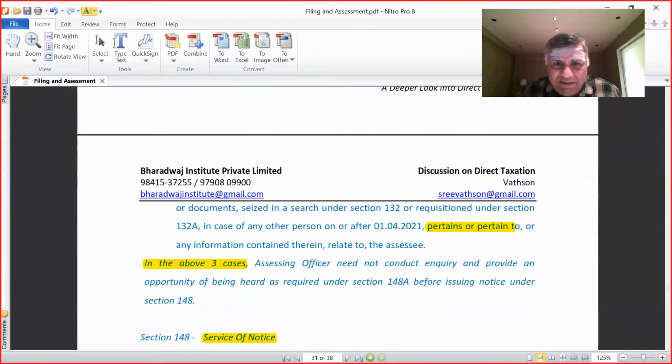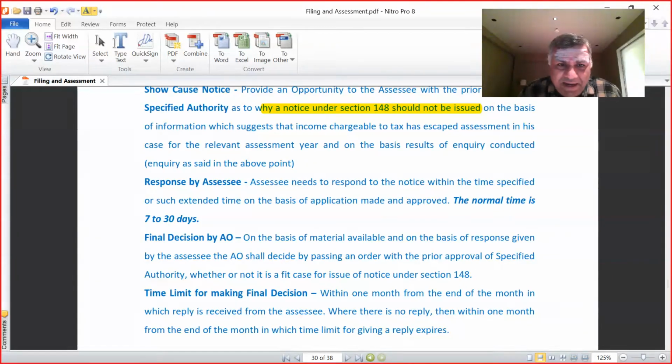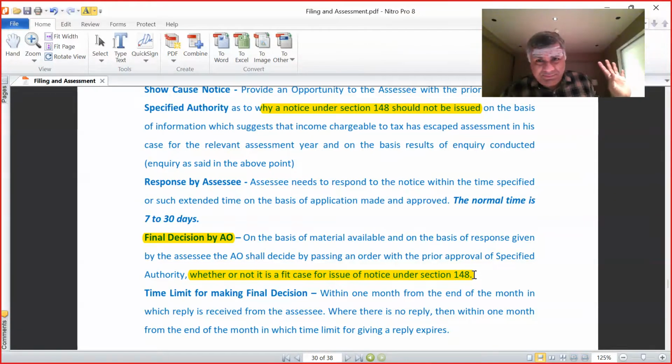I told you already, we know in one of the procedures, there is a final decision by the AO. What is that? On the basis of the material in my hand and on the basis of your response. Okay, the AO, after taking the specified authority's permission, will decide whether or not it is a fit case under 148. The fit case is either dropped, or if this is a fit case, why prolong? Tell them directly, boss, this is why I am reopening your case.